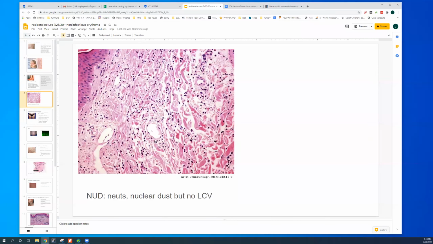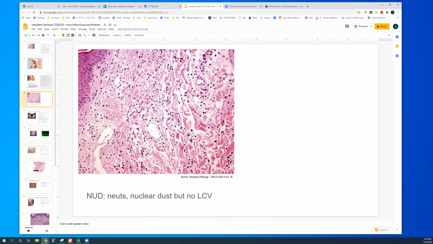You don't have any leukocytoclastic vasculitis. You've got this edema, and then you've got this polymorphous infiltrate, a lot of neutrophils, and you can see here little tiny bits of nuclei scattered around. So that's leukocytoclasis. So we have leukocytoclasis, but no leukocytoclastic vasculitis. And this is typical of this entity, NUD.